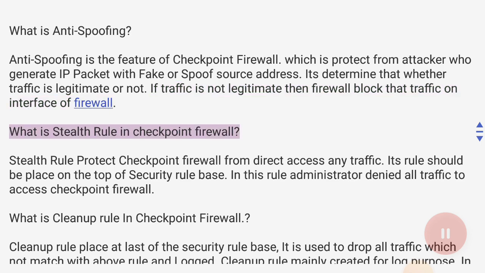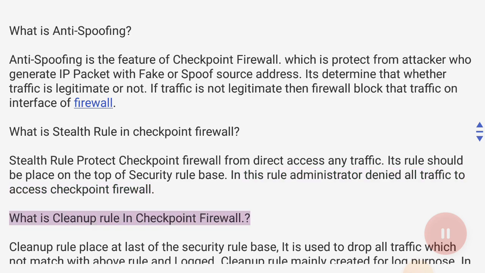What is the stealth rule in Checkpoint firewall? The stealth rule protects the Checkpoint firewall from any direct access traffic. This rule should be placed at the top of the security rule base. In this rule, the administrator denies all traffic from accessing the Checkpoint firewall.